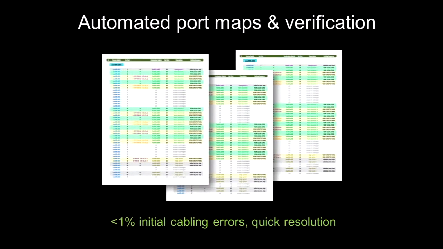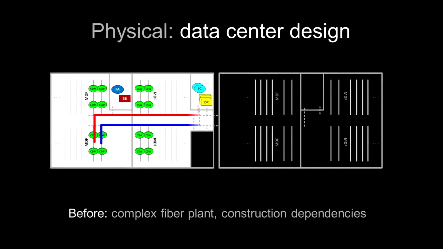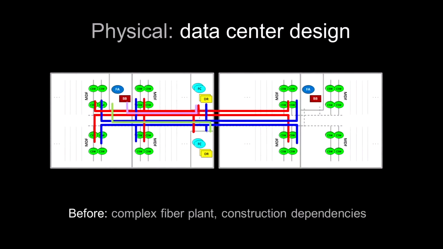To help manage that complexity, we fully automated port map generation and we fully automated cabling verification. So our tools validate whether the devices are cabled correctly and suggest what changes need to be made to match the intended port map. This has proven to be very successful. We have less than 1% of the cabling errors in our very first deployments and very quick resolution of problems whenever they happen. We also reconsidered our data center design to optimize it for the network.